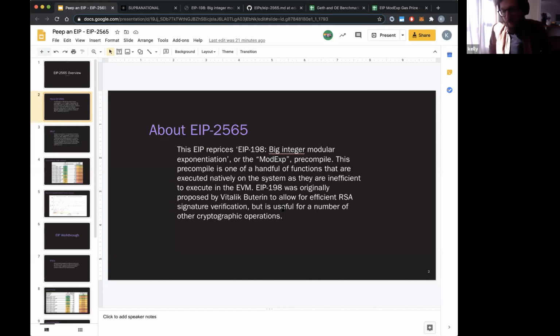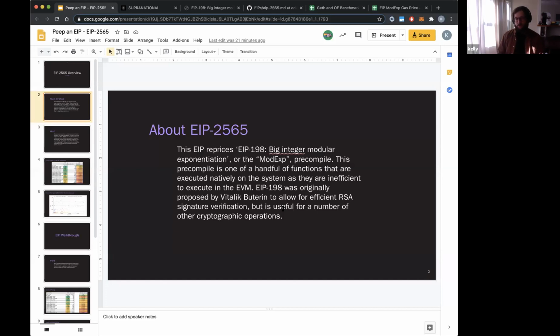For those that aren't familiar with precompiles, these are essentially specific functions that are too inefficient to run inside of the EVM. And so special code has to be written for them so that they can execute natively on your platform, with bespoke code that's implemented in the client. This function in particular is modular exponentiation, which is used in a wide variety of cryptographic algorithms. This precompile was originally proposed by Vitalik to allow for efficient RSA signature verification.